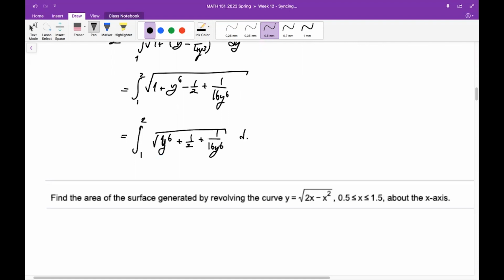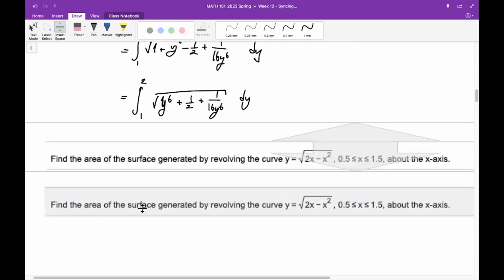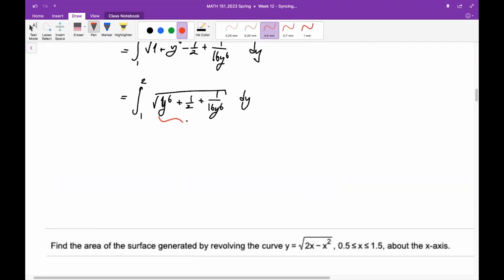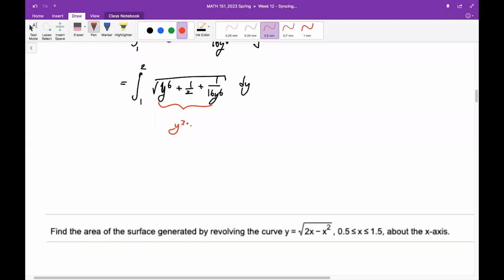Now we need to find a way to get rid of this square root here. And we can do that. Surprisingly, this expression is a perfect square. We can write this as a perfect square. What is that? It is something like this, okay? So if you compute this square, you will find exactly this expression, okay?